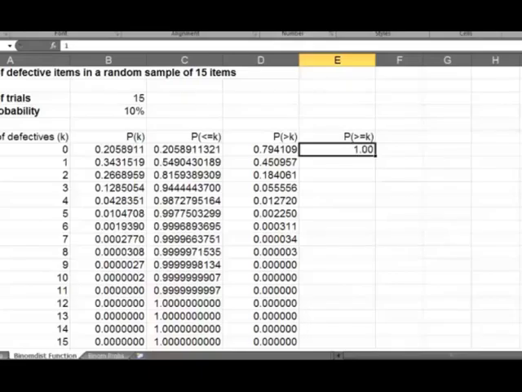Okay, so that's the probability of being at 0 or above. We don't need the formula for that. As a matter of fact, we can't use the formula for that. So let's step down to k equals 1 and find the probability of being greater than or equal to 1.